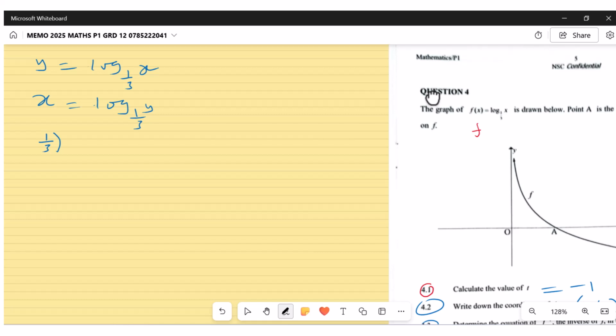You can say that y equals 3 power negative 1 times x, just minus x. So that's our answer here. All right, next question here.